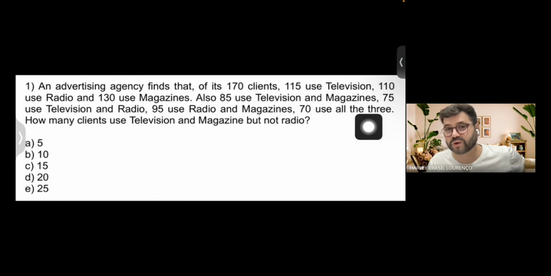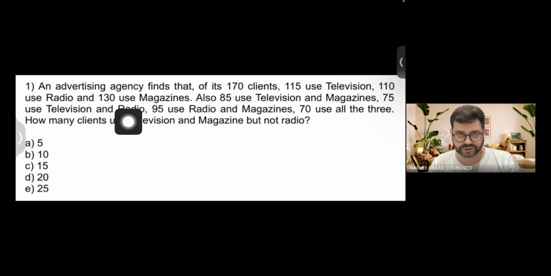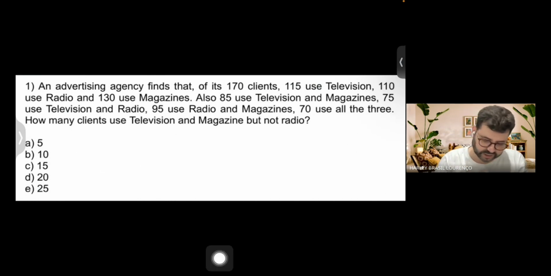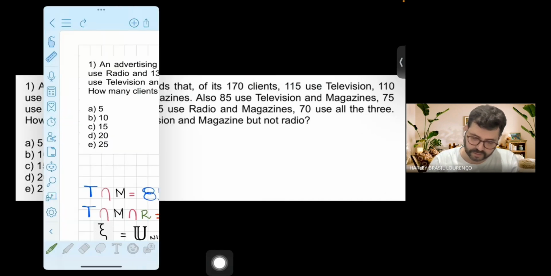And that's what I should always start with. I should always start with the intersection. And in this case, I'm talking about three different sets. So now comes the question, how many clients use television and magazine but not radio? Okay, let's analyze it together.